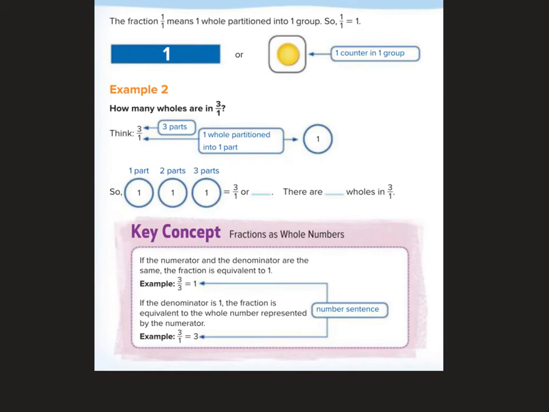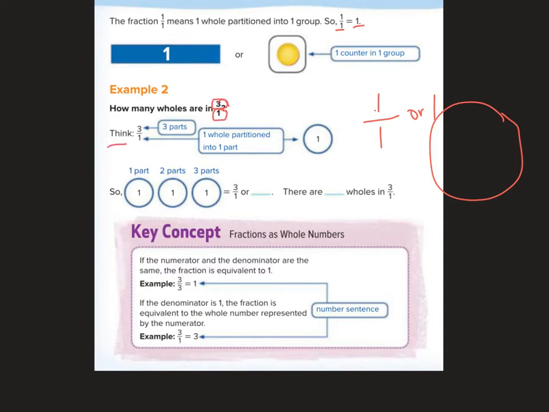Okay, let's look at another problem. The fraction 1/1 means 1 whole partitioned, which means split up or broken up into 1 group. So 1/1 equals 1, right? Like if I have 1 pizza and I eat the whole thing, if I have 1 pizza and I eat 1 piece of that pizza, it's not cut at all, so 1 piece is the whole thing, then that means I ate 1 whole pizza. So I could say I ate 1 piece out of 1 whole pizza, or I could just say I ate 1 whole pizza.